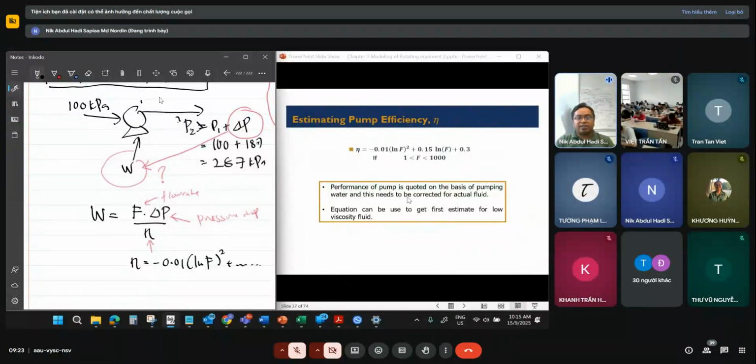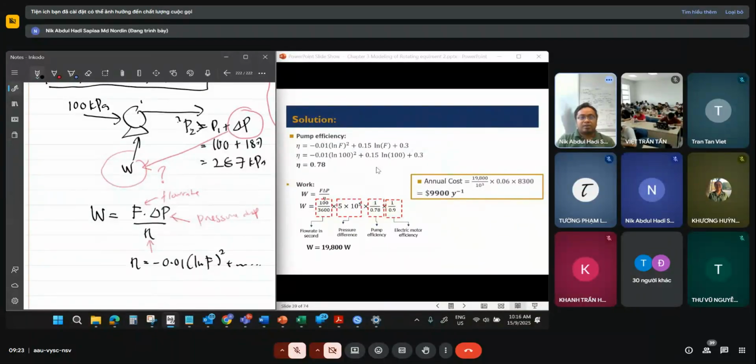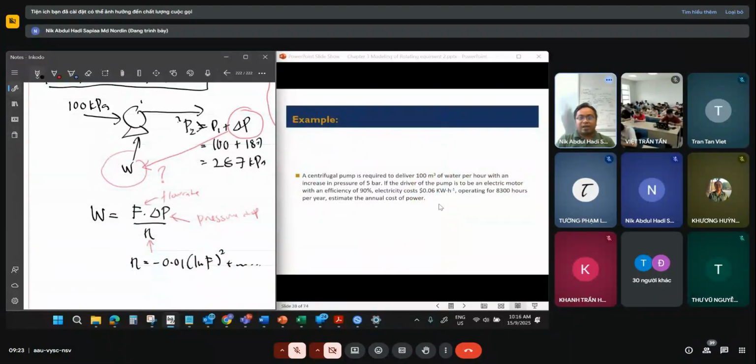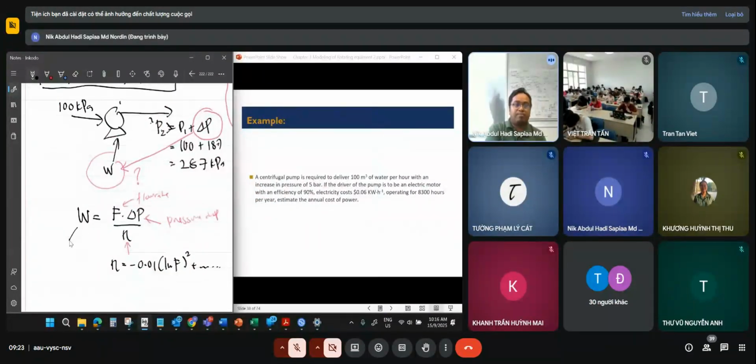So this equation is useful to get the first estimates. Just to recap, once we get the pressure drop, then we can estimate the pump power required for this process. There is also an example in the slides, just to highlight how we can use this. Once we're able to calculate the pump power, in the end, we can calculate how much cost is required.